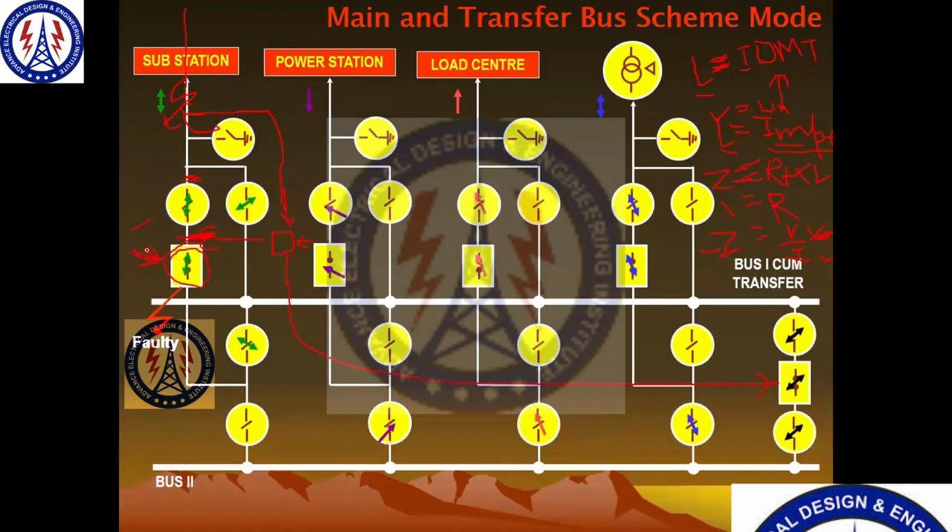Okay. So rather than give this circuit breaker command, we have to make a logic in the schematics. We have to make a logic in such a way that when your line is in healthy condition and it is working, this circuit breaker acts as the main circuit breaker of the line.